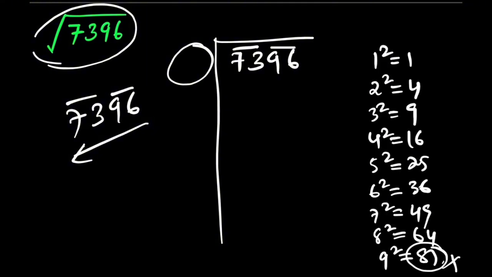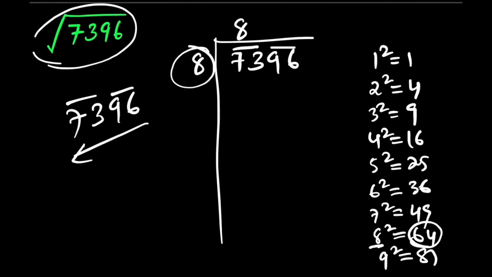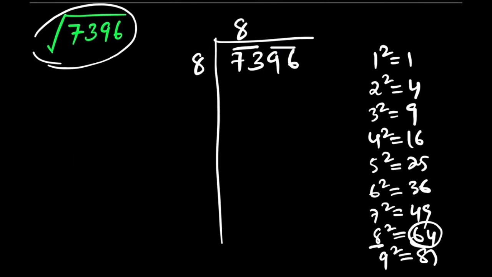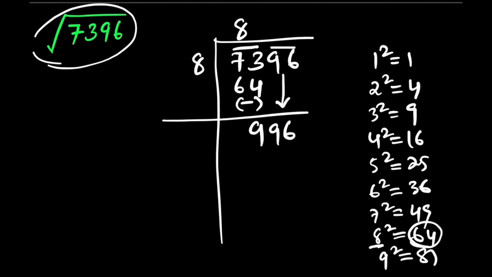I cannot choose this 81 because it's greater than 73. So the closest perfect square to 73 is 64 in this case, which is less than 73. So now the divisor will be 8, that is the square root of 64. So write 8 on the divisor side, and whatever is the divisor will be the quotient. Now multiply the divisor and the quotient, that is 8 times 8 equals 64, and write it below 73. Now subtract 64 from 73, which equals 9, and bring down another pair of numbers, that is 96.